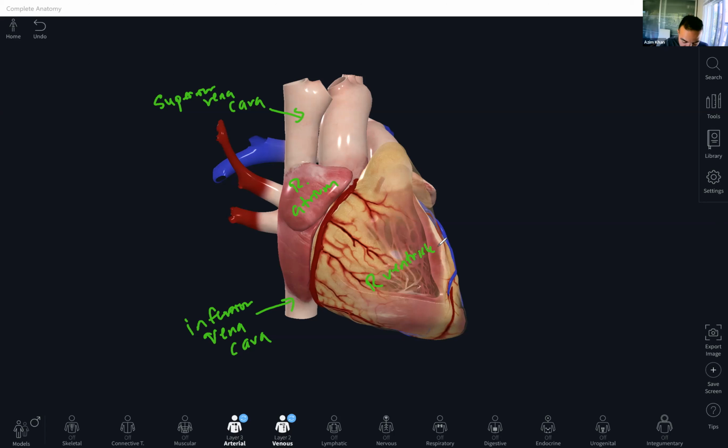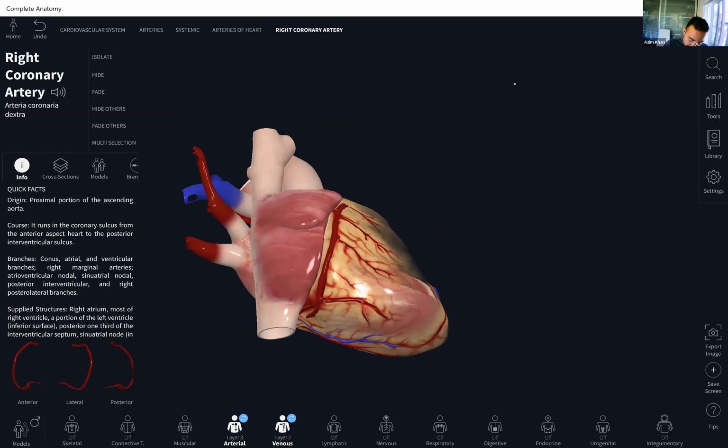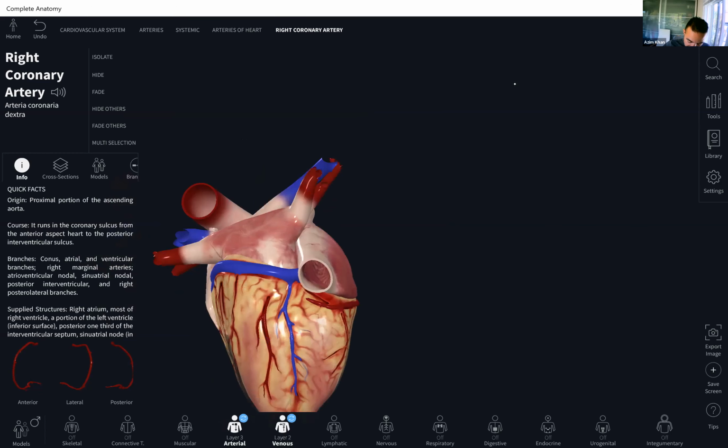You can see the right coronary artery coming out of the base of the aorta. This is an anterior view of the heart. Right coronary artery coming out of the base. I'm going to clear my drawings. I'm going to spin it around. You can see how the right coronary artery continues on the posterior side.